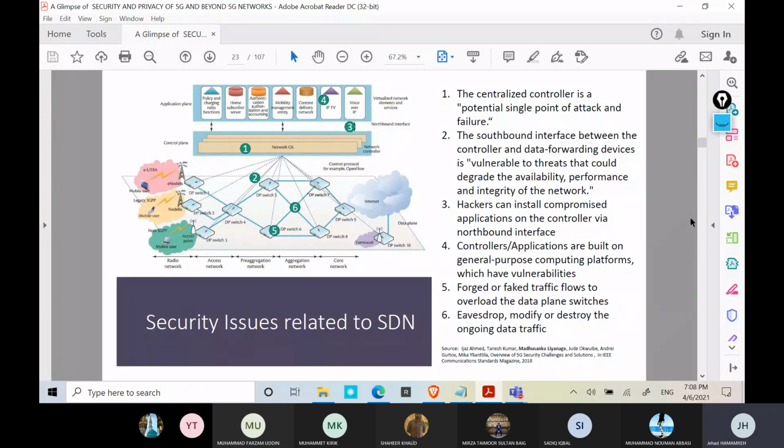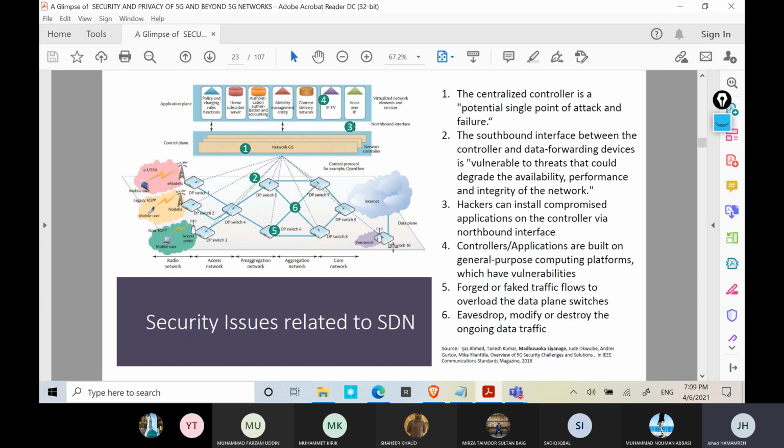Second, some interfaces, like the southbound interface, which is located between the controller and the data forwarding devices, are vulnerable to threats that could degrade the availability, performance, and integrity of the network. Third, hackers can install compromised applications on the controller via interface number 3, which is called the northbound interface. They can install malicious software and applications and take control over the controller, which means they can play with the network the way they like if they manage to do this.